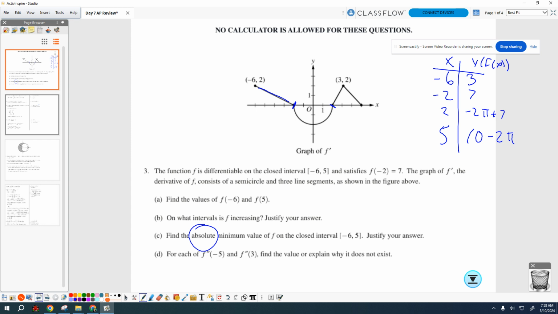Sean, what's the double derivative at 3? Doesn't exist. So what's the slope at a corner? None. It isn't.